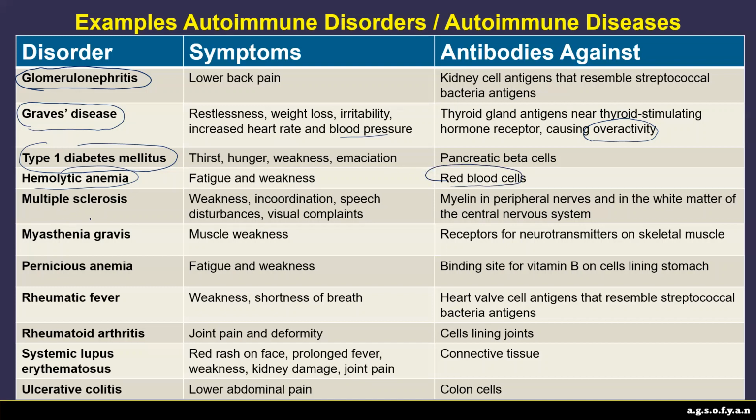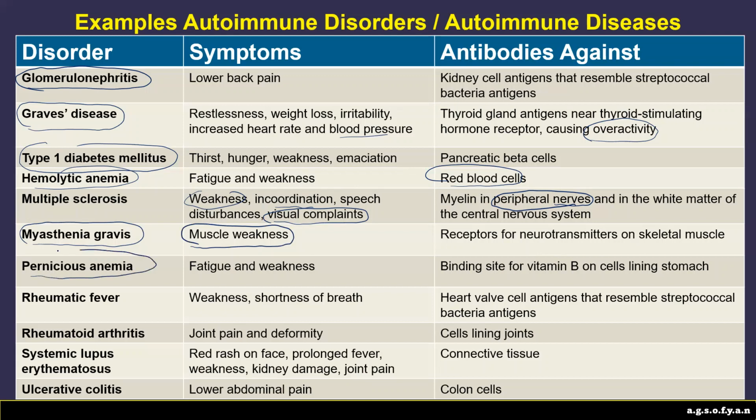Multiple sclerosis or MS, this is attacking the myelin on peripheral nerves. So this is related to the nervous system. And the symptoms may be weakness, lack of coordination, speech disturbances, and some physical complaints. Myasthenia gravis, this is the one attacking the muscle cells. Okay? So especially the neurotransmitter receptors on the skeletal muscle, and the symptom will be muscle weakness. So this is autoimmune disease.